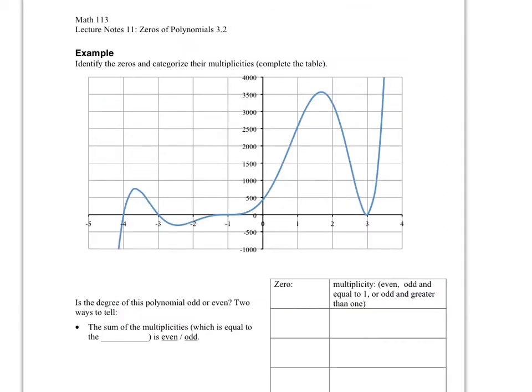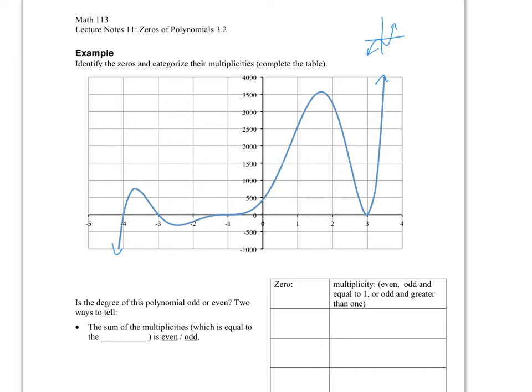Alright, so now let's look at an example where they just give you the graph and you need to analyze the multiplicities. Before we do anything, you look at this graph. Notice that this keeps going this way and this goes this way. So technically the graph looks like this.